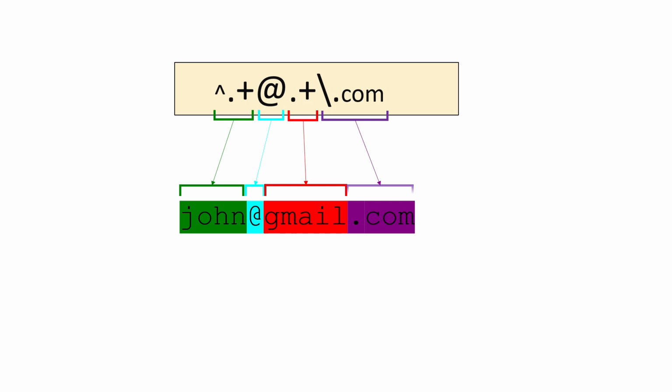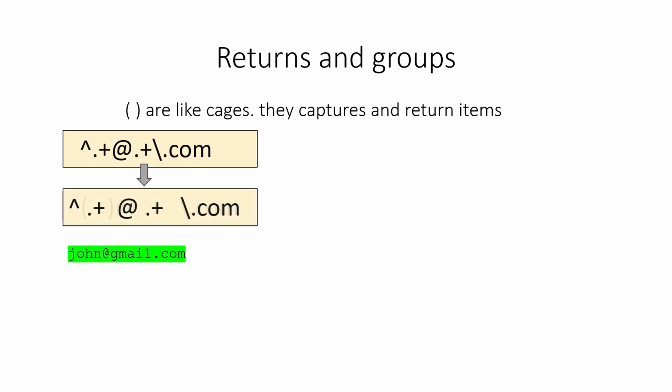Now let's say we are interested in getting only John, that is the user ID from this entire string. This is where return groups come handy. This regex matches John@gmail.com. So if we want to return John, we'll put a bracket around the part which matches John. So everything before the @ sign, we will put a round bracket, and now when we run this regex on this piece of string, it will return John.